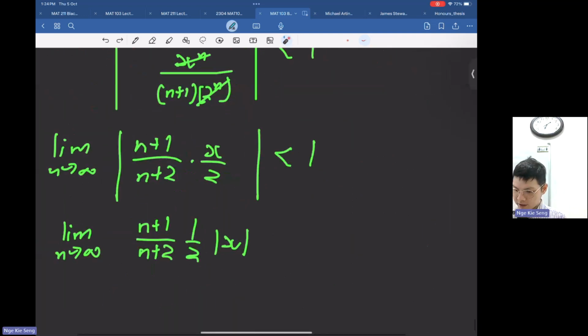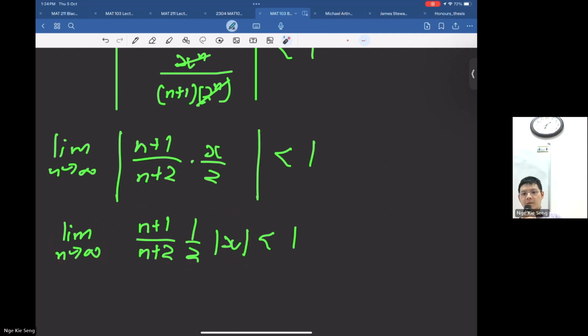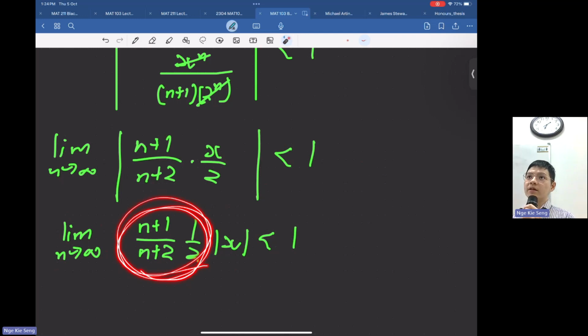So we reduced until here already. This thing has to be less than 1. So can we take the limit as n goes to infinity on this whole thing? How to take the limit? Does it have anything to do with n or not? No. So this limit doesn't affect this x. You can see x as some constant. So really, you're taking the limit on the fraction here.